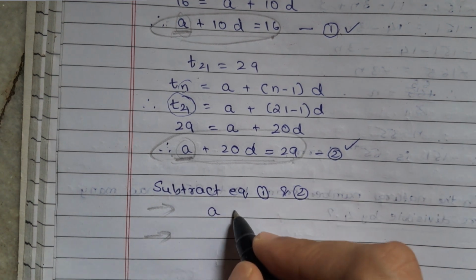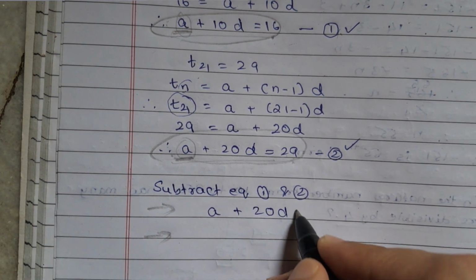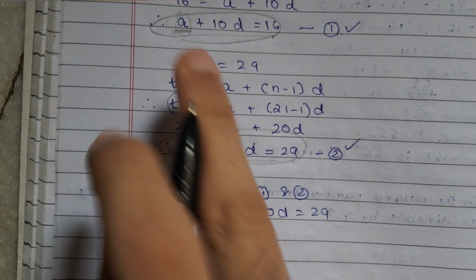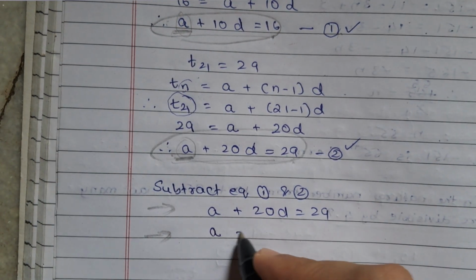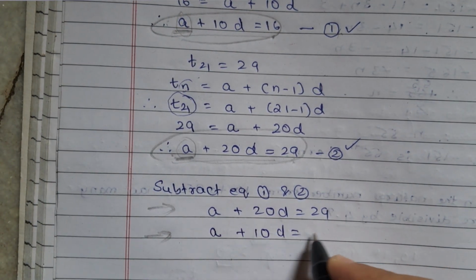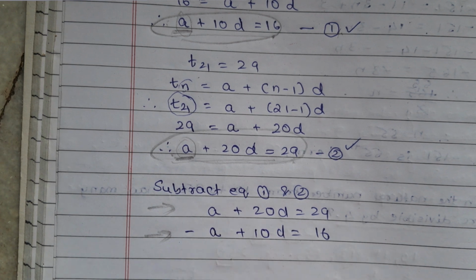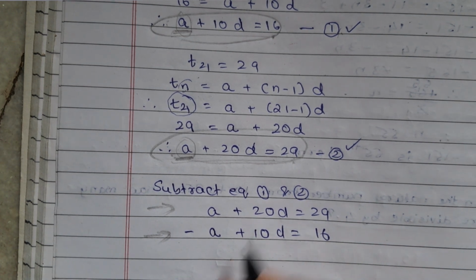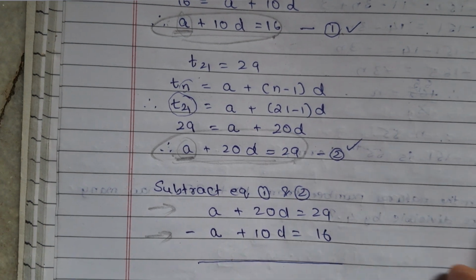Let me write it. A plus 20d equals 29. Then the next equation below here, A plus 10d equals 16, and what I will do is simply subtract them. So what will I be left with? Let me do it like this. I will put a line over here.